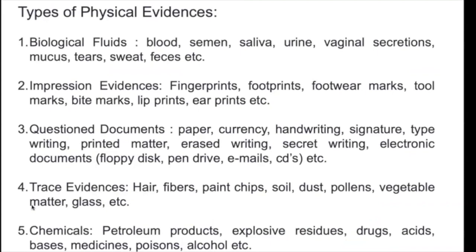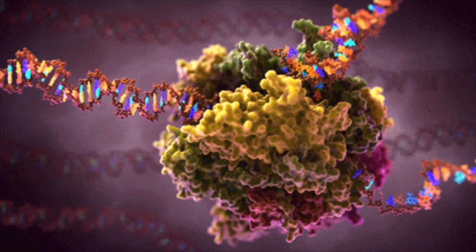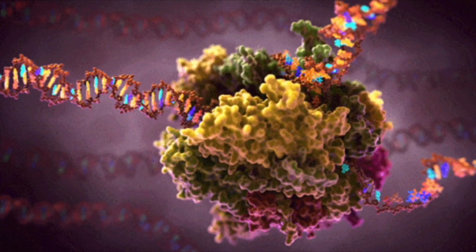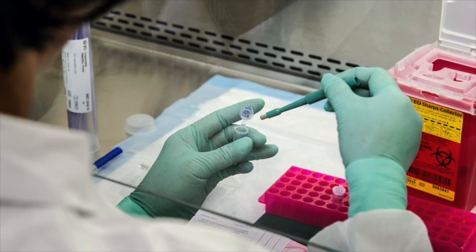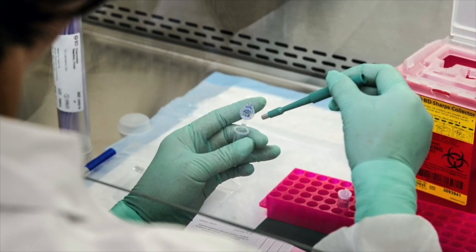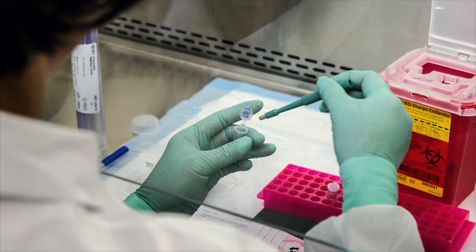So first is the biological fluid category. Any type of blood, semen, saliva, urine, vaginal secretion, mucus, tears, sweat, feces, anywhere when they are encountered on the crime scene. They may be on the clothes, they may be on the victim's body, they may be on the criminal's body or anywhere else. So they are the biological fluid and most commonly found in murder cases or sexual assault cases.